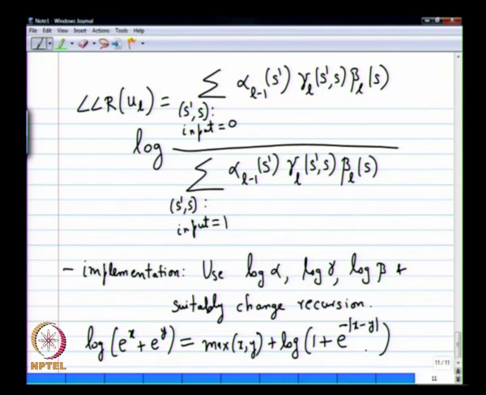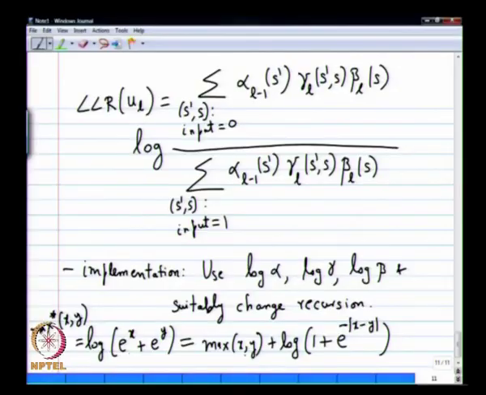Try to prove this. For this reason, this operation is usually denoted max star, a max with a star on top. The reason is it's related to the max, but with an alteration. But how large will this value be? What is the largest possible value for log of 1 plus e power minus mod x minus y? Log 2, right? Base e. So it's not very large. It's less than 1, definitely, about 0.67 or so.